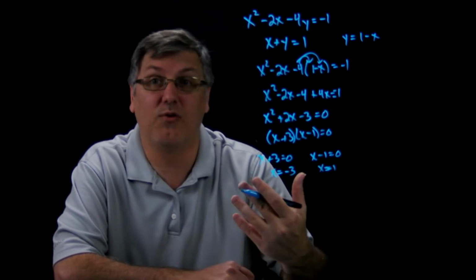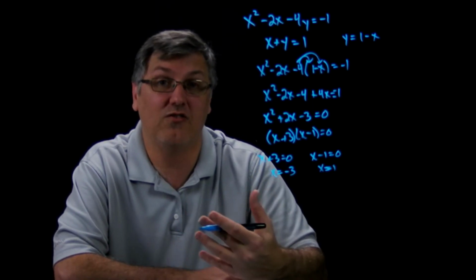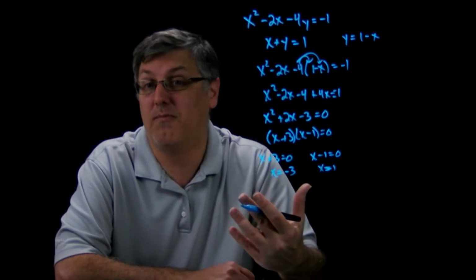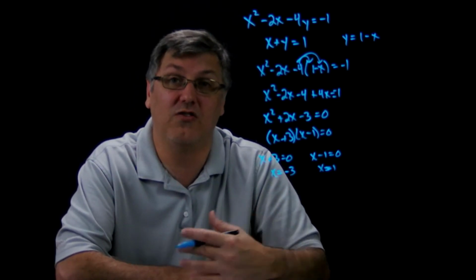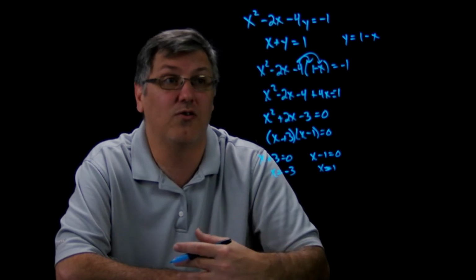Now, there could be a spot where only one point intersects, if you have a tangent line. It could also be a case where no points intersect between the parabola and the line. Those would be no solutions.